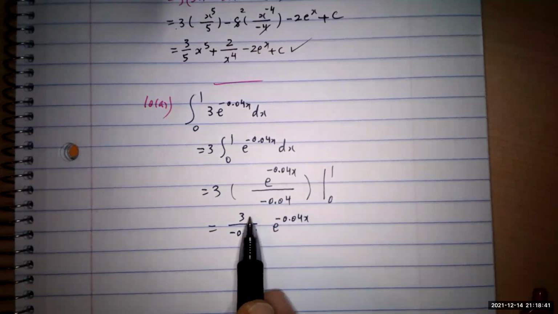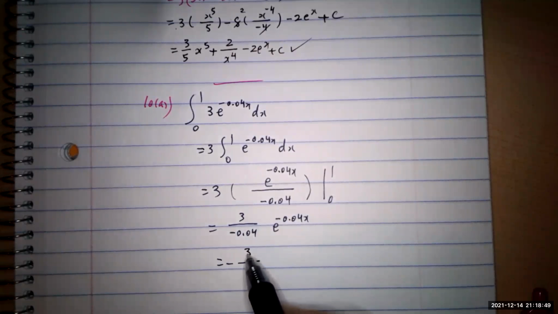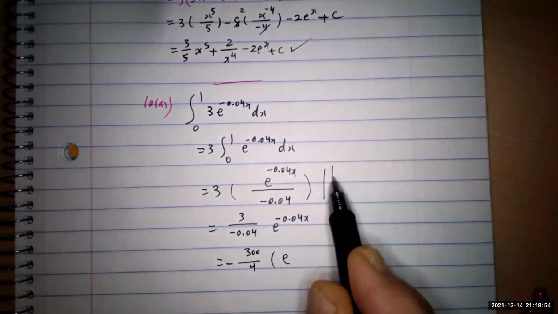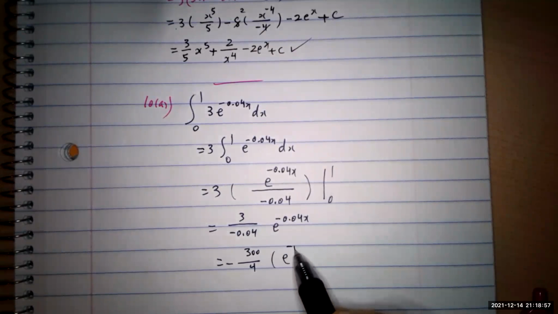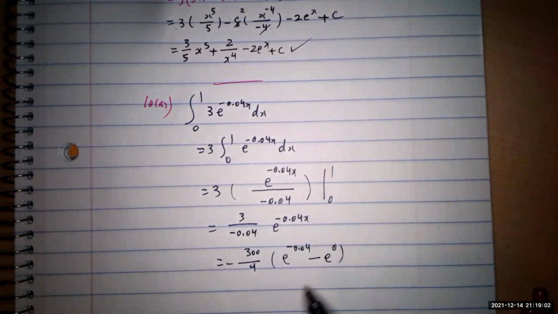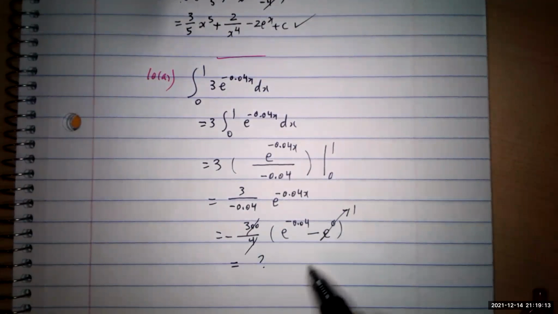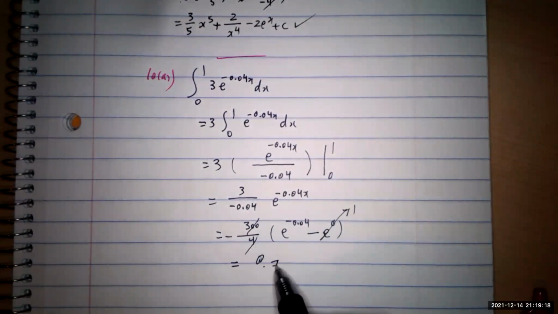0.04x. You put 2 zeros on the top, make it 300 over 4. It's going to be negative 300 over 4. And then you substitute. If you put x equal to 1, that gives e to the negative 0.04. Minus, if you put in 0, that gives e to the 0. Use your calculator. That gives 75 something. Simplify this one. E to the 0 is 1. So it is going to be negative 75 times e to the negative 0.04 minus 1, which is 75 minus 75e to the negative 0.04.